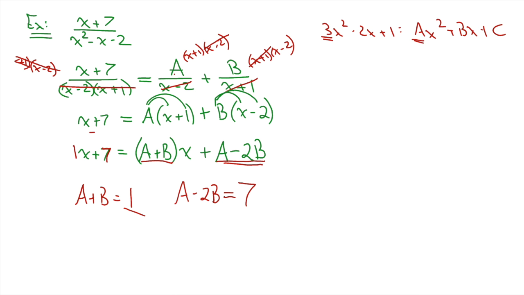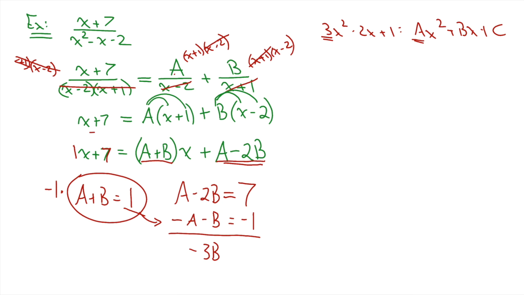a. So I would take the first equation and multiply it by negative 1. So if I take this one, multiply by negative 1, and write it down here, I'm going to get negative a minus b is equal to negative 1. And add them together. So what do you get? Negative 3b is equal to 6, and therefore b is equal to negative 2. So it found me one of my coefficients. That's pretty good.